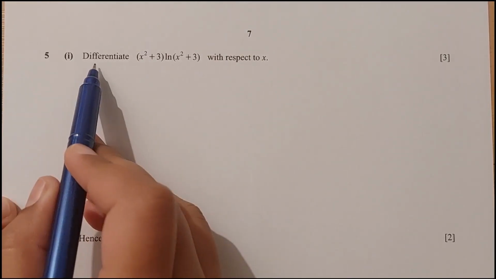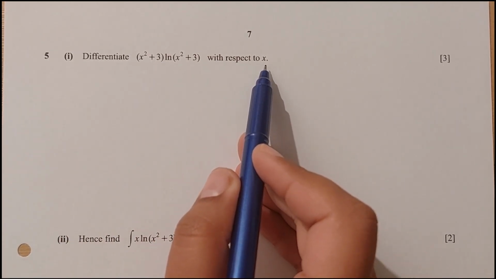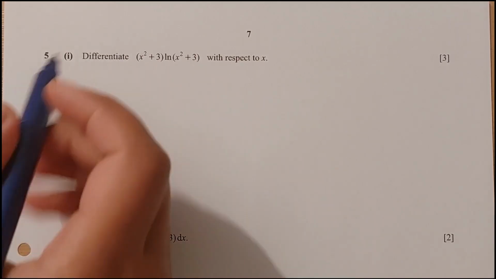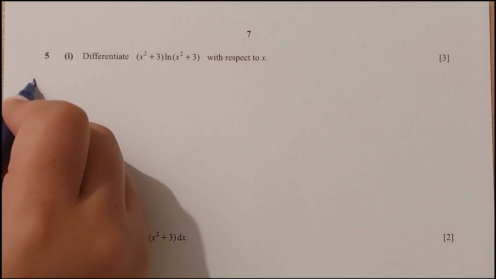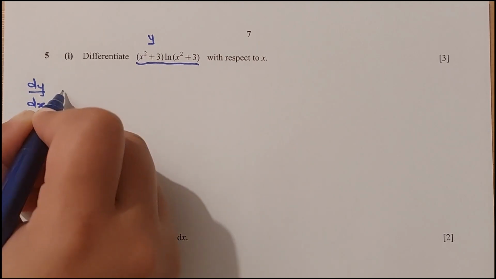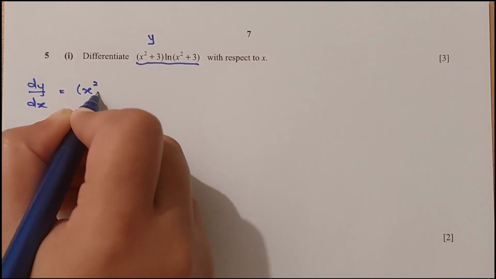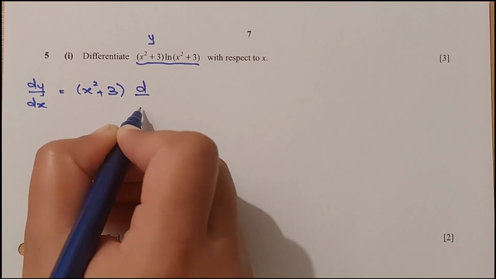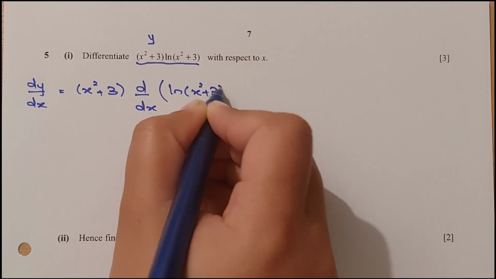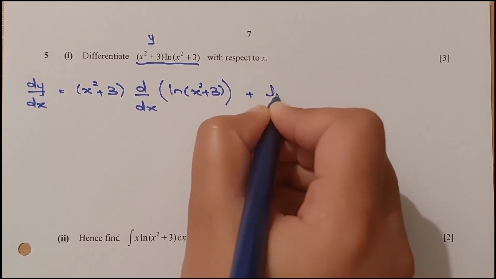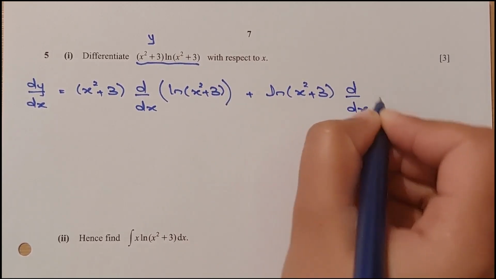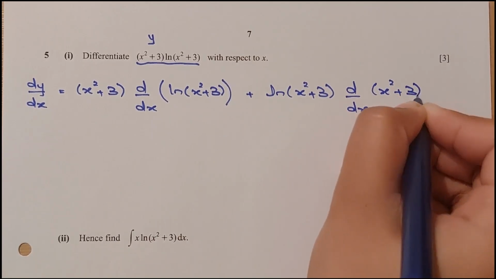Question number 5, part 1: differentiate this function with respect to x. So we have to do the derivative. Here it is a product of two functions, so we have to use the product rule. So dy over dx, if this function equals y, is the first function as it is, times the derivative of the second function, natural log of x square plus 3, plus the second function as it is, natural log of x square plus 3, times the derivative of the first function, x square plus 3.